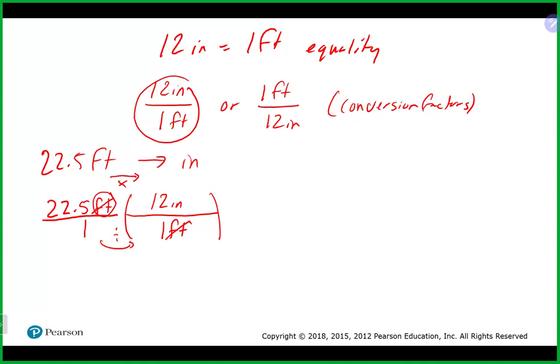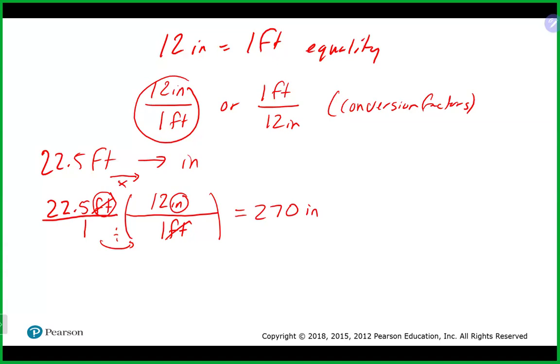So in this particular case, we just take 22.5 times 12, and that's going to give us 270 inches. If you are solving for one unit, it should always be by itself and up on top. Again, that will usually give you the right answer.